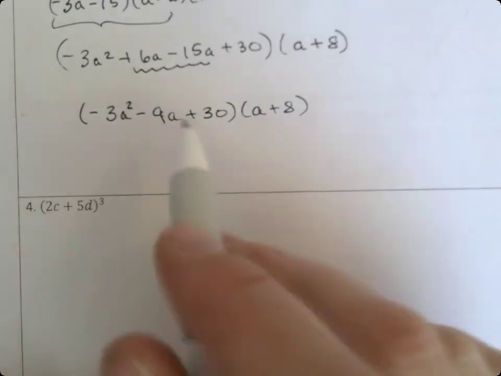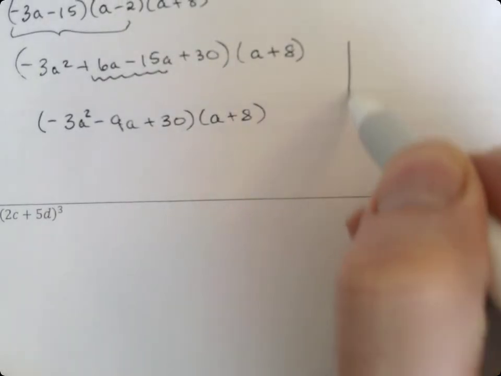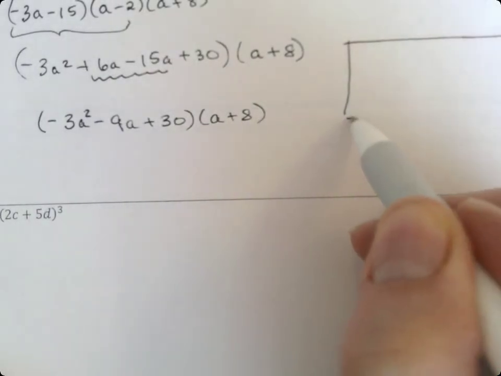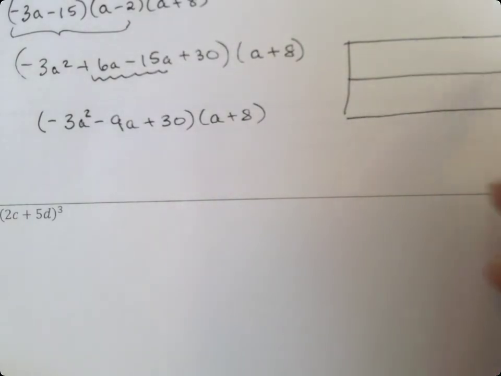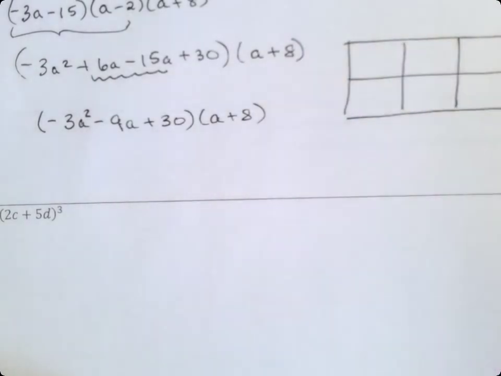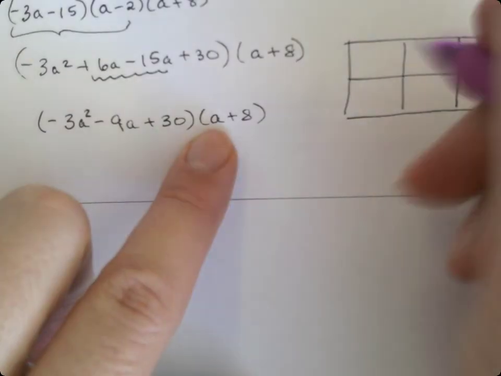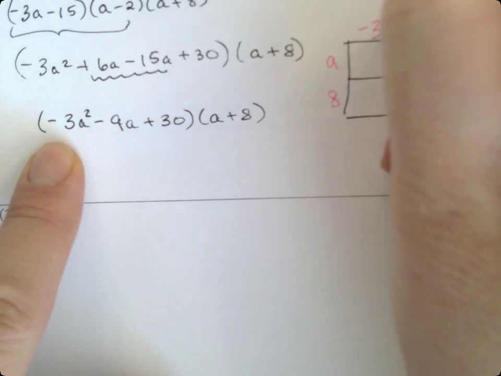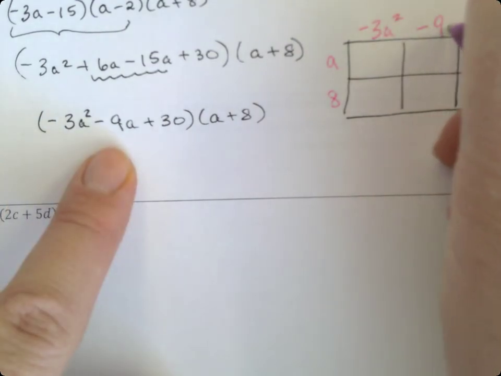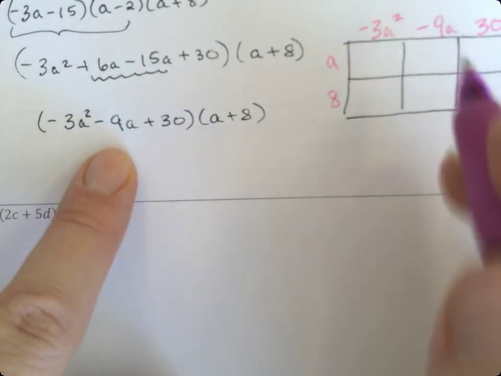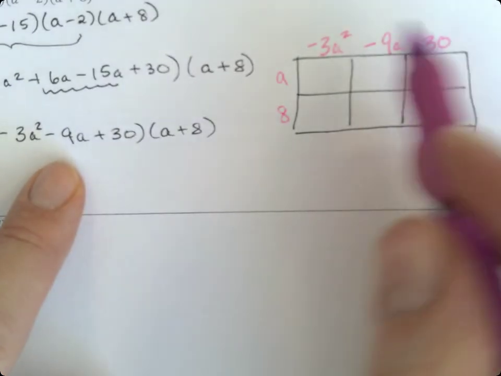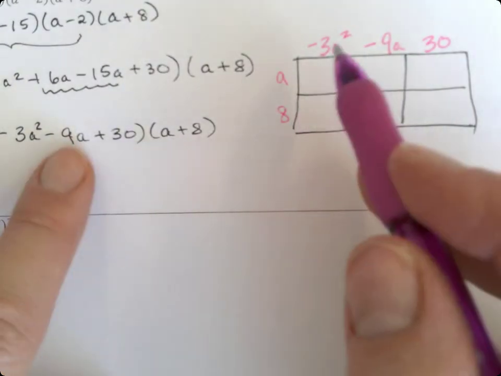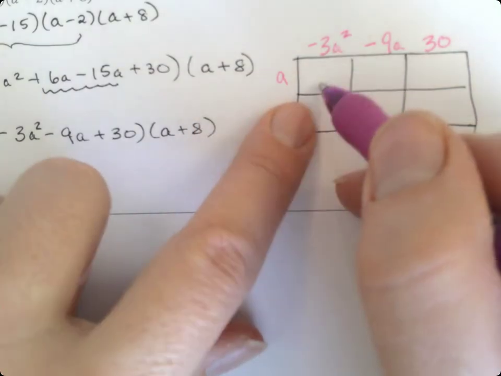Now, if you don't like that distribution, I'm going to show you this box method. You don't have to use it, but if I want to do a box, I would need a 2 by 3. I'm going to put the a and the 8 here, and then all these pieces go across, and we have to make sure we include the sign. You don't have to do the box, but for some people it helps them organize it. So do you see my pieces are all here, and then I just multiply.